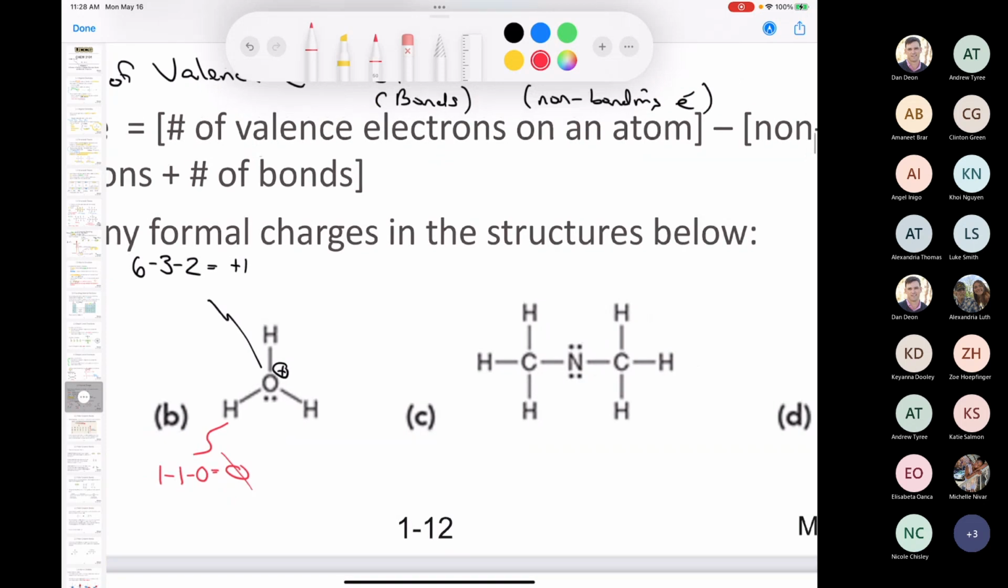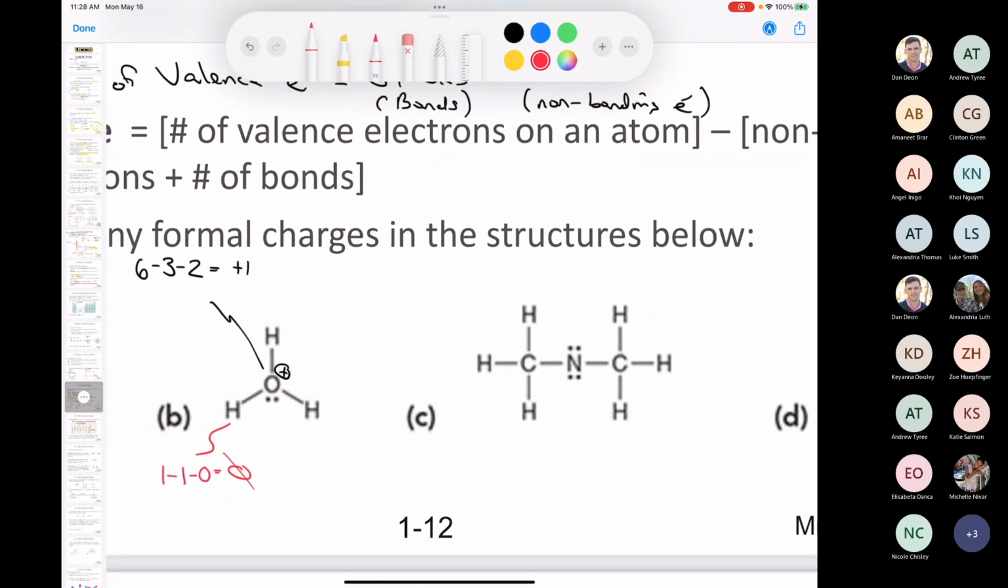Let's try this next one. Could anybody identify a formal charge in C? Just unmute your mic and tell me where it would be, on which atom, and what the charge would be. I'll give you a second to think about it.